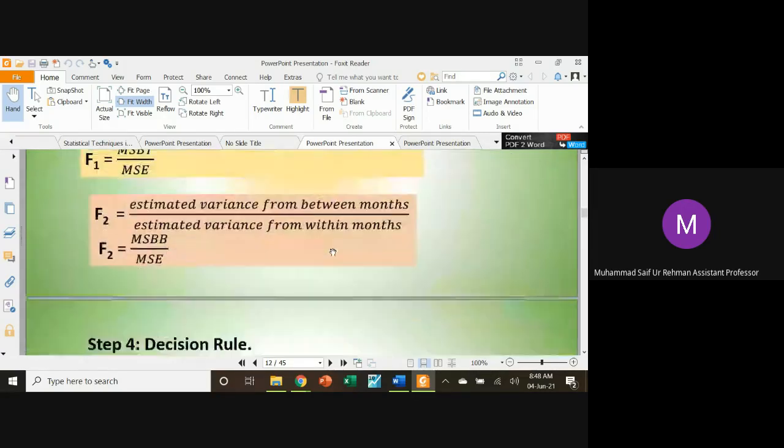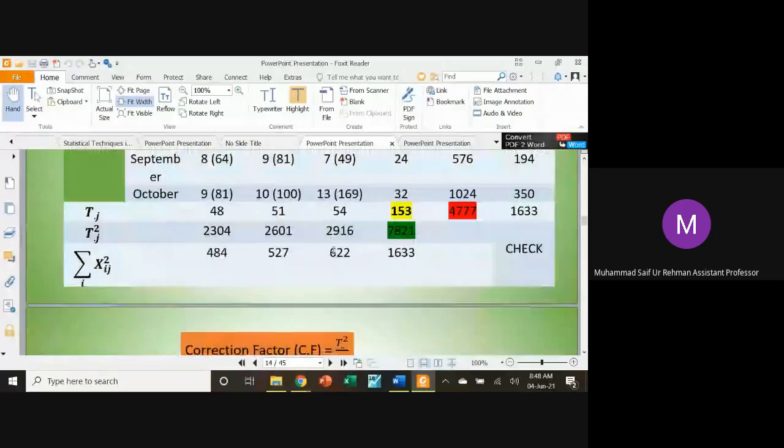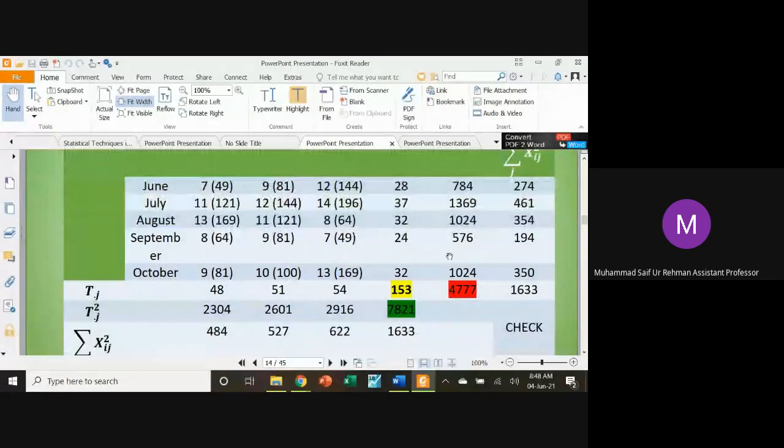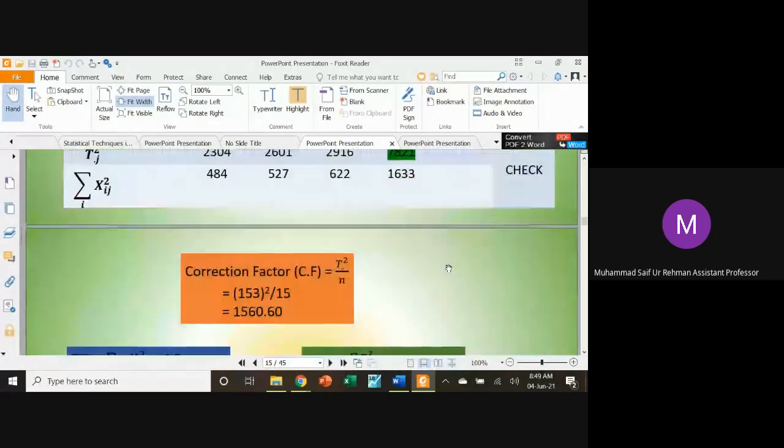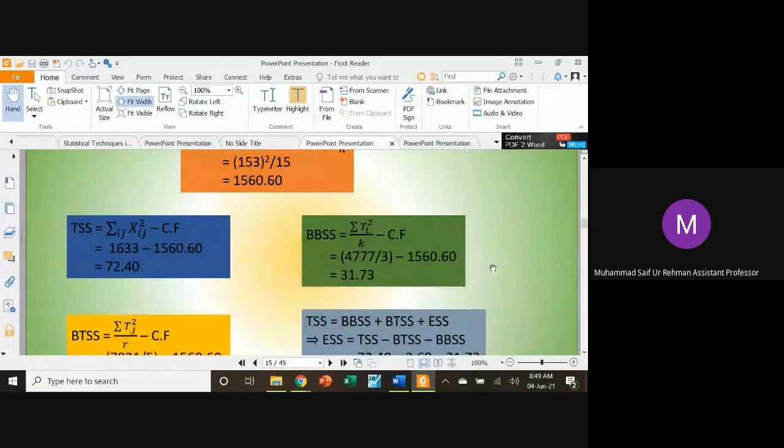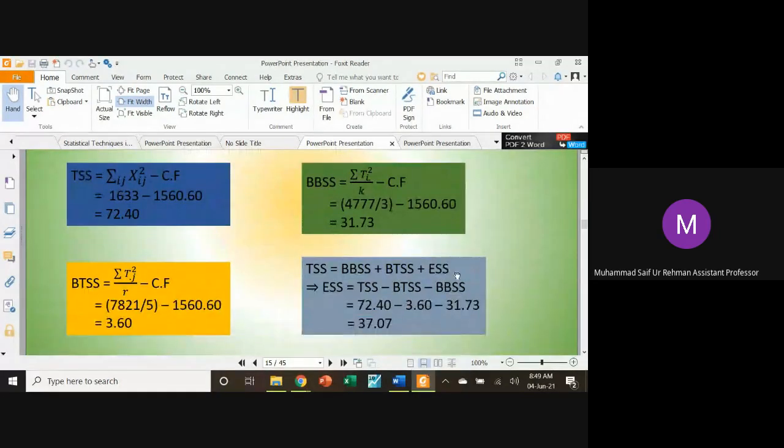Okay, so similarly, we utilized this particular technique, and we found the values that were required to find the calculated value of F. So this is the between blocks variation, this is the between treatments variation, this is the total variation, and this is the within treatment variation, or at the same time you can say within blocks variation. Though the same value will be there in both cases. So ESS, or we also call this error sum of squares.